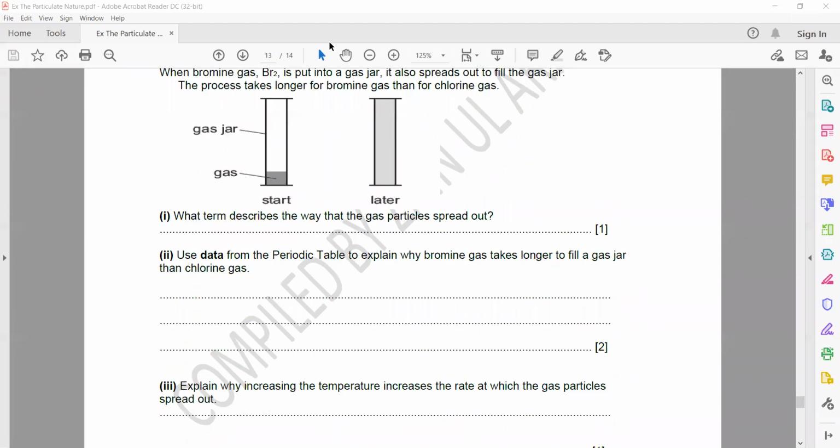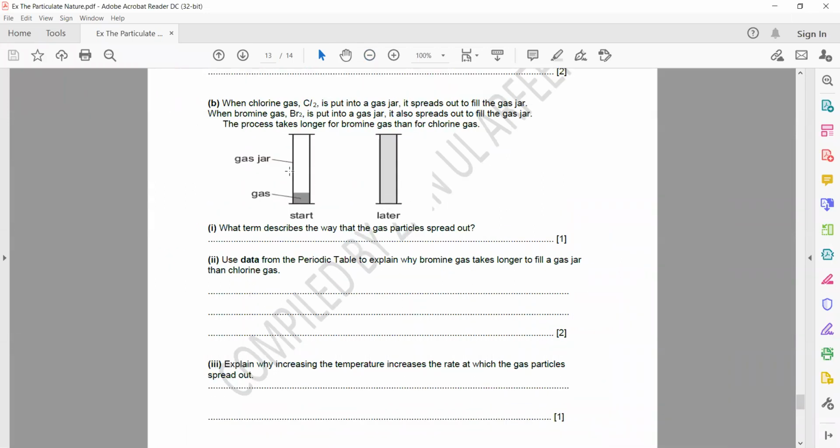Part B. When chlorine, which is Cl2, with a mass of 71, is put into a gas jar, it spreads out and fills the gas jar. When bromine gas, with a mass of 160, is put into a gas jar, it also spreads and fills the gas jar. The process takes longer for bromine than for chlorine.